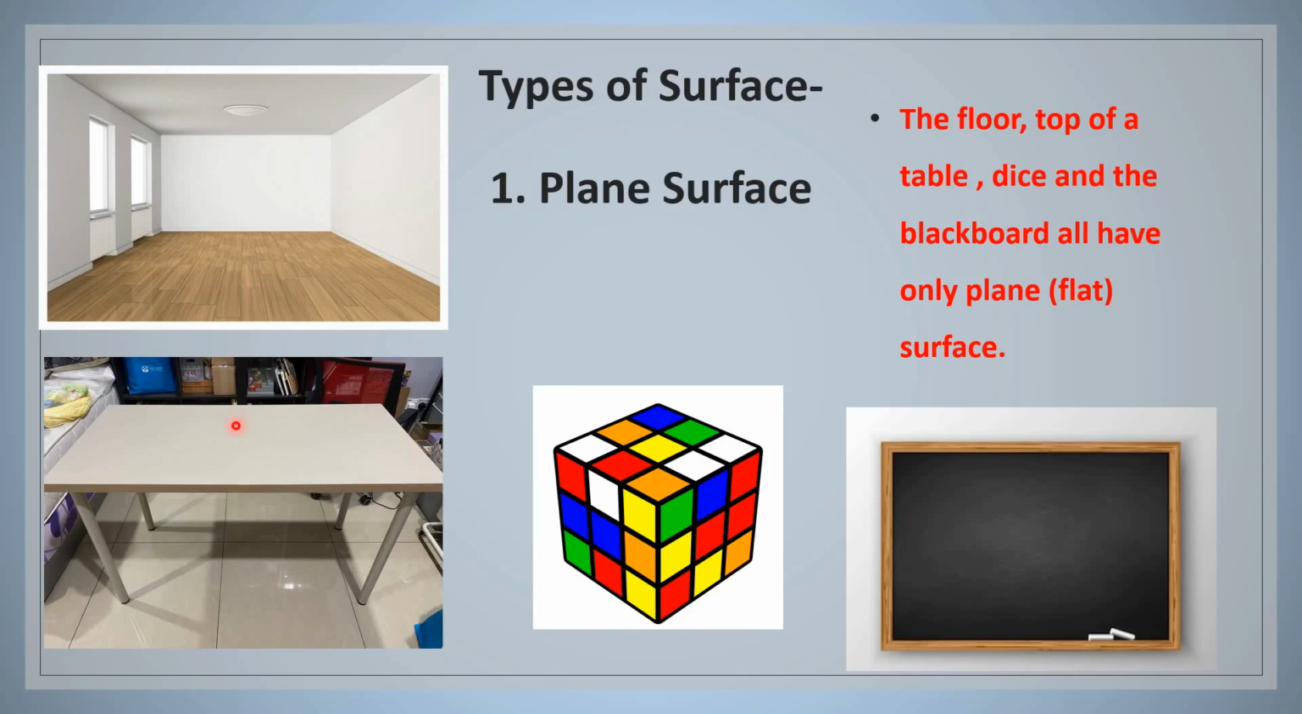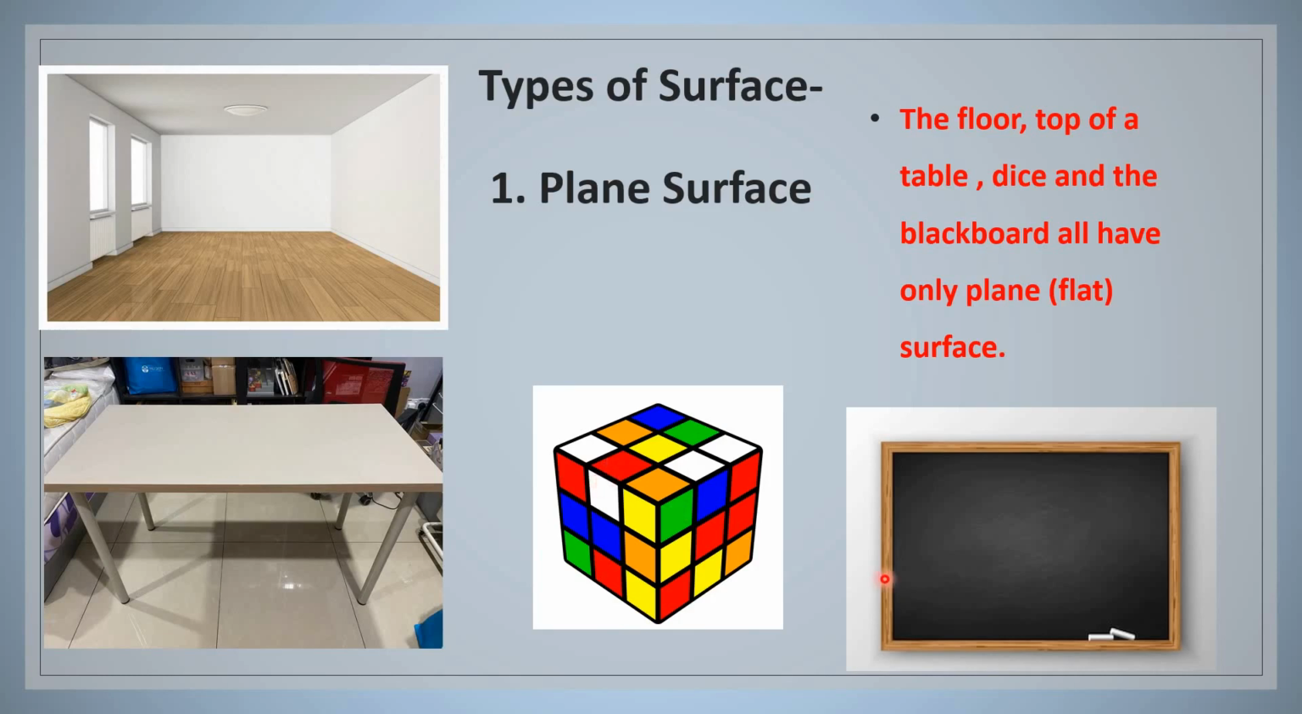The next one here is a table. Now here in this table you can see the top of the table. It is a flat surface. So therefore the table is also a plane surface. Next is a Rubik cube. Now if you take this Rubik cube or even a dice, it has a plane surface. The top of it is a plane surface. It is a flat surface. There are no curves on the cube or on the dice as well. So therefore it is a plane surface.